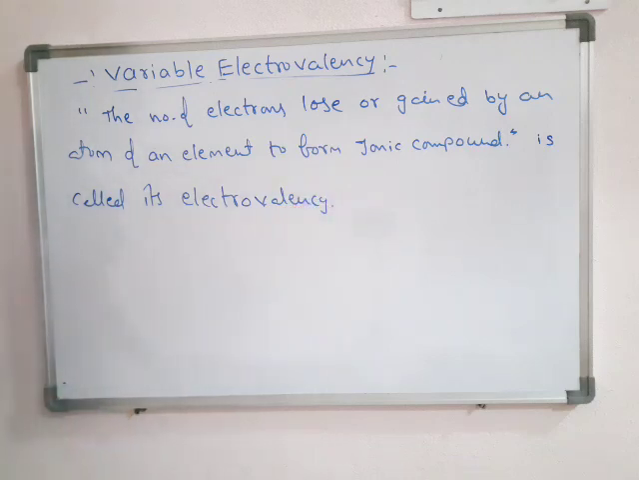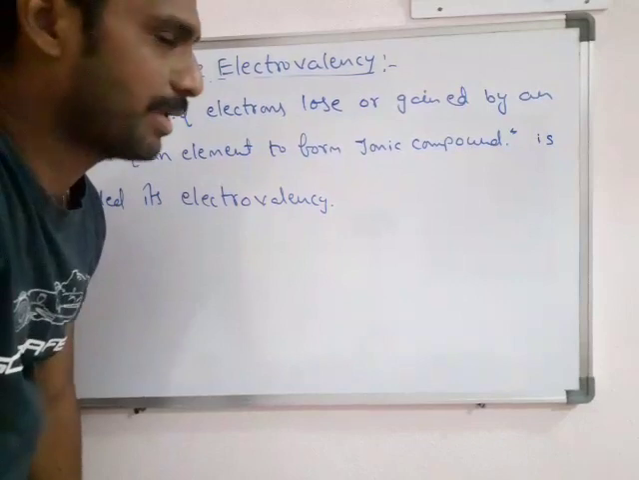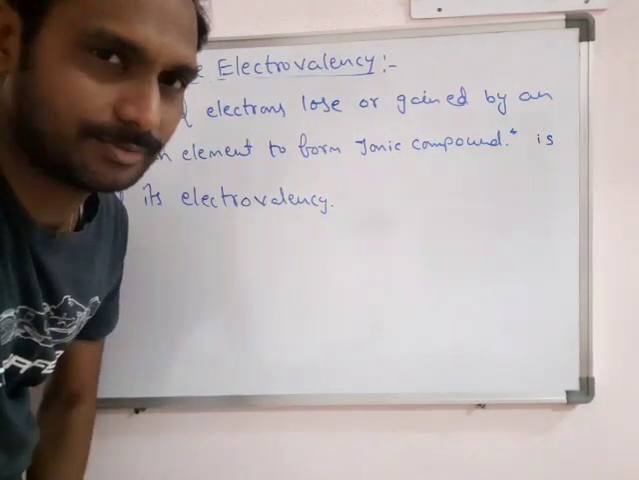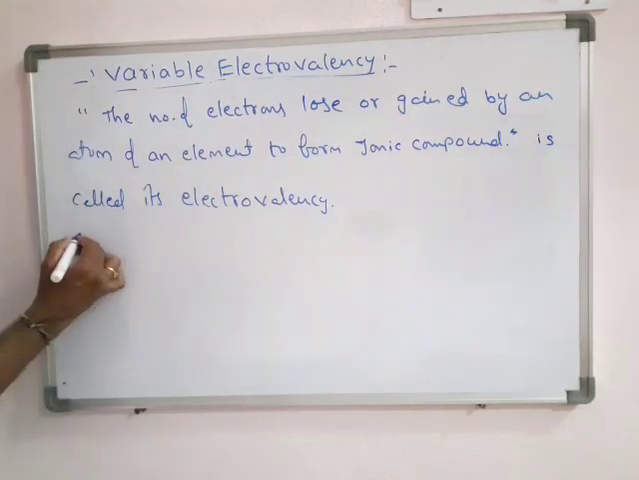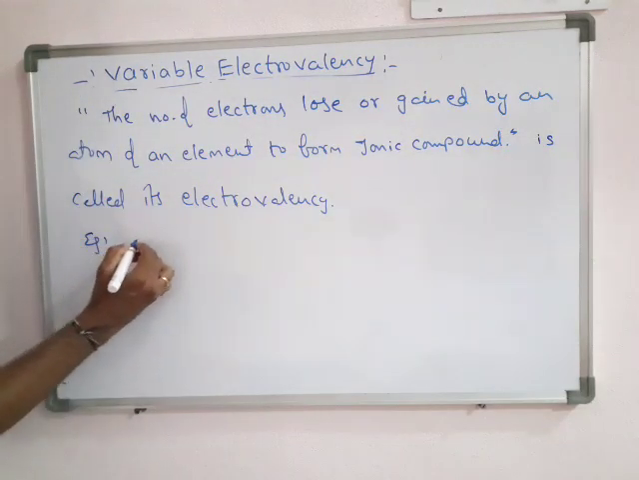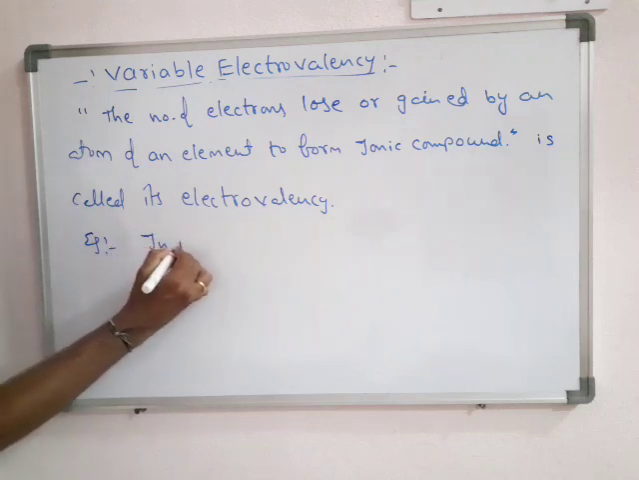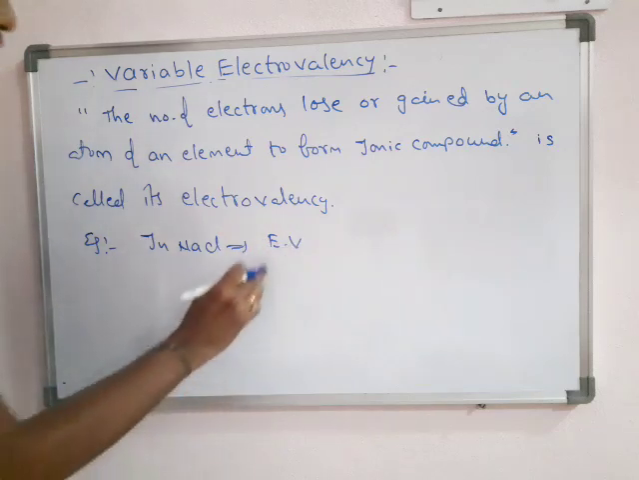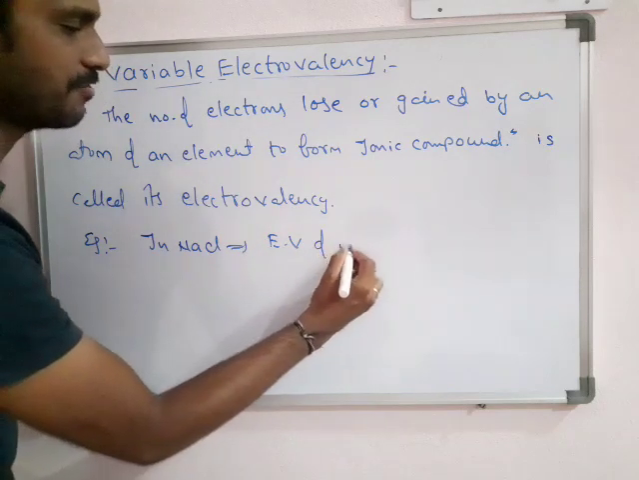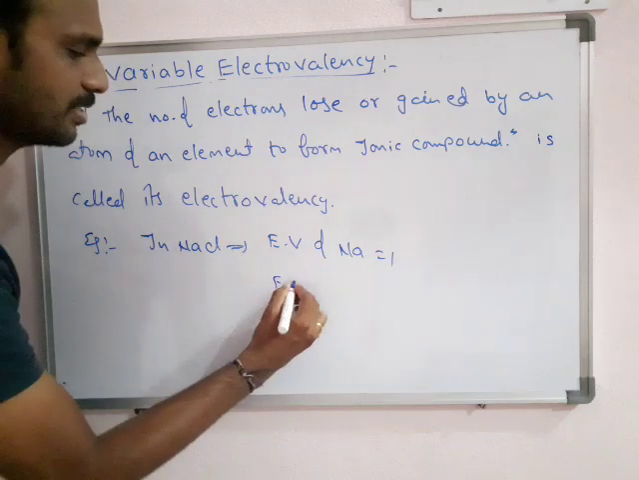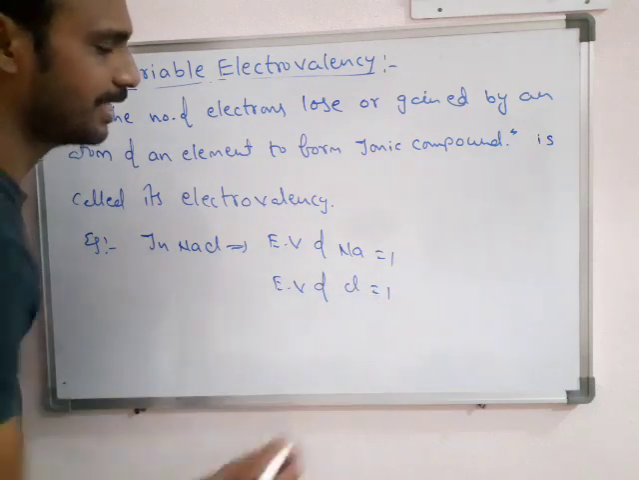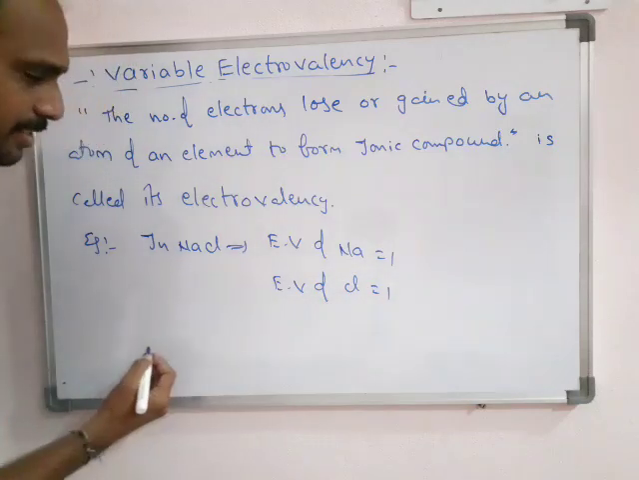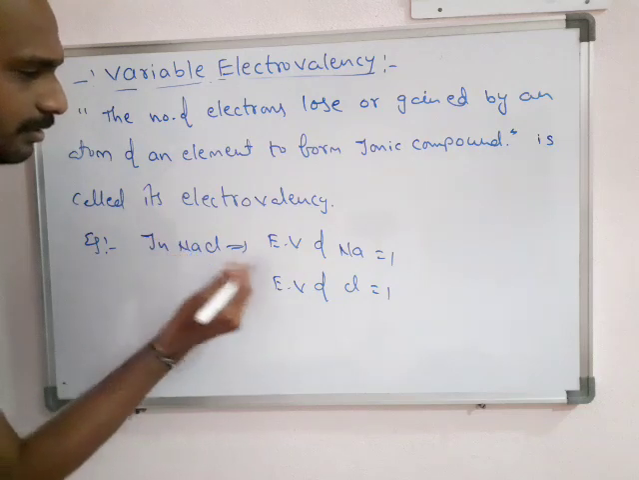So already we know the electrovalent bond means ionic bond. The other name of ionic bond is electrovalent bond. For example, the electrovalency in sodium chloride. I am taking electrovalency as Ev. What is the Ev of sodium? That is 1. What is the electrovalency of Cl? That is 1, losing electron, gaining electron. So it may be equal or it may be different. If charges are equal, they will be equal.